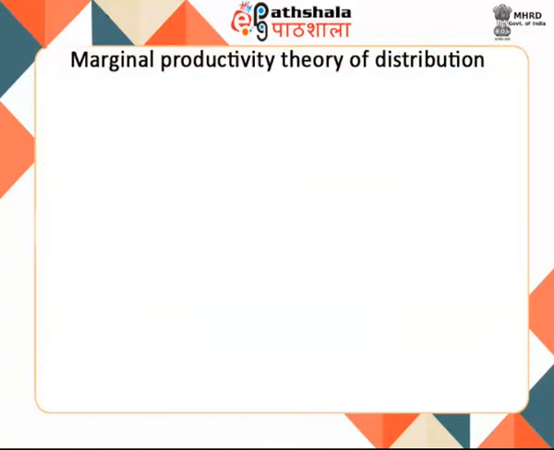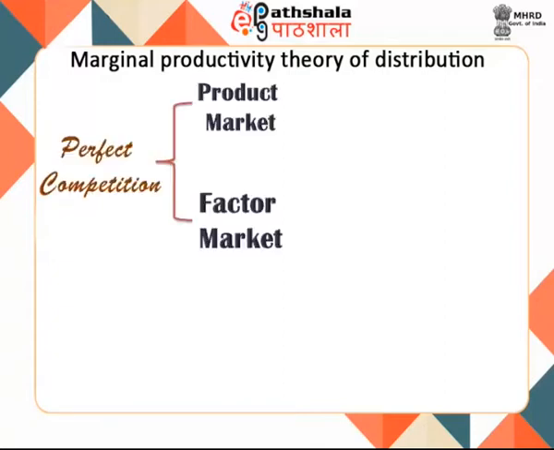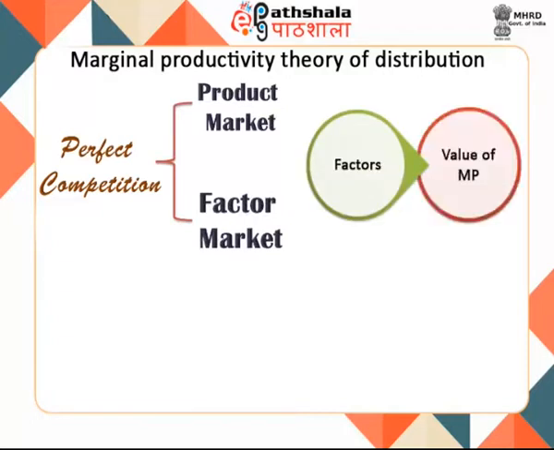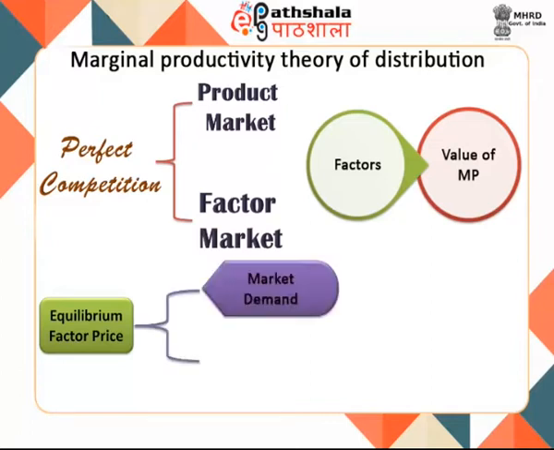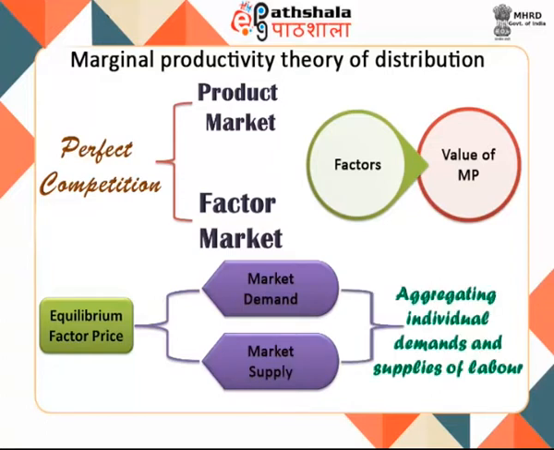In order to determine the price of labor, that is wage, we have to explain the so-called marginal productivity theory of distribution. This theory postulates that when perfect competition prevails in product and factor markets, factors, labor inputs, are paid according to the value of their marginal product. The equilibrium factor price, wage, is determined by its market demand and supply schedules.